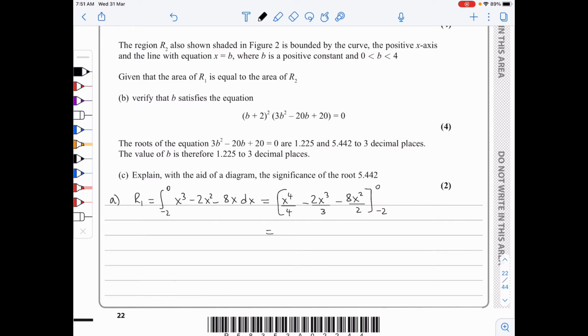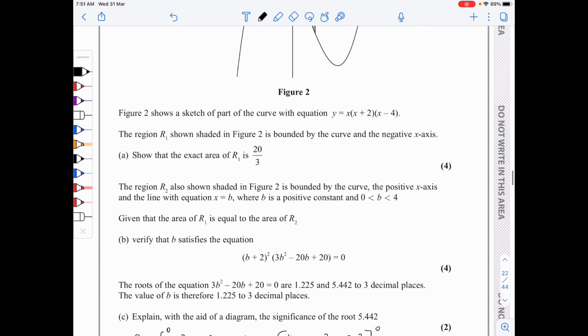Upon substitution of 0, everything becomes 0. And then we've got the negative 2 substituted in for x. And this is giving a result of 20 over 3 as required. So that was part A.